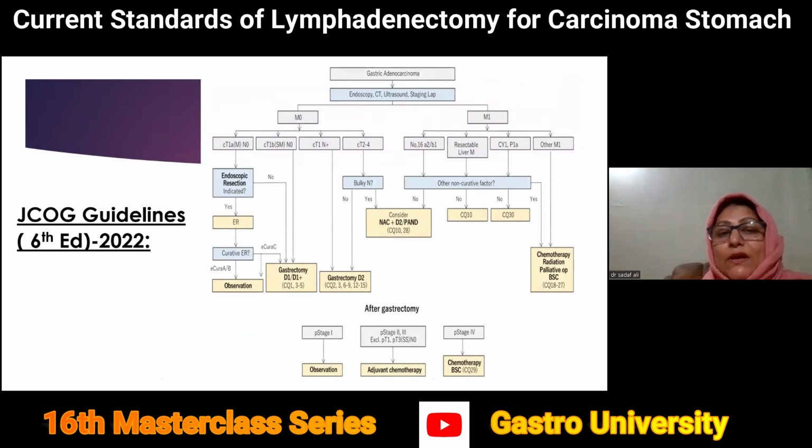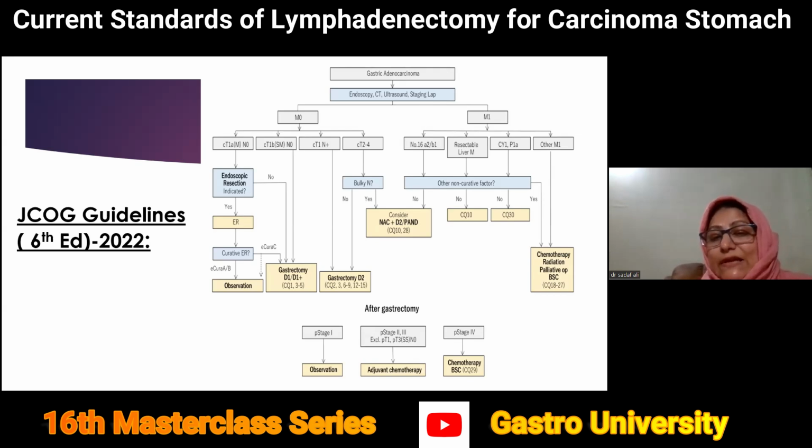As well as they also recommend that all those patients who have T2 to T4, if they don't have bulky lymph node, D2 gastrectomy is appropriate. But if they have bulky node, they go for NAC followed by D2 and even D2 plus lymphadenectomy.